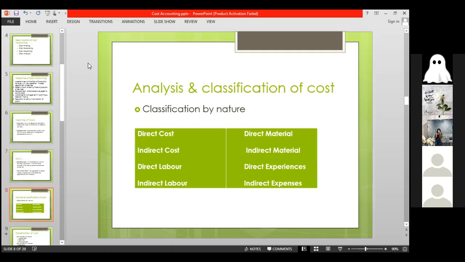Analysis and classification of costs. Classification by the nature of cost. So these are the types of cost that you will generally see in a cost sheet. When you're calculating costs, these are the general costs you will see. So one is direct cost, then there is indirect costs, direct labor, direct material, direct expenses, and indirect expenses. So what is direct and indirect in this case?